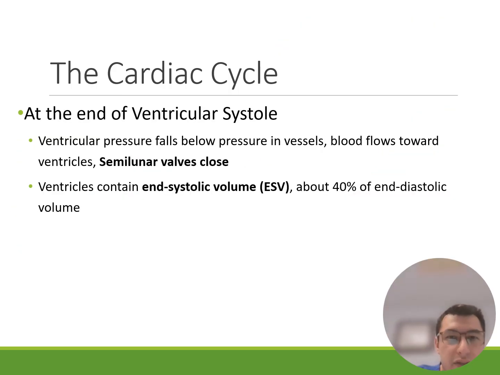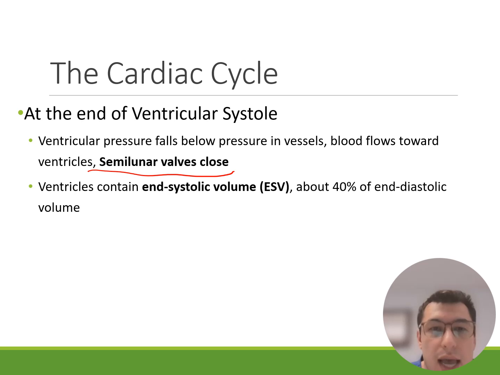So at the end of ventricular systole, the semilunar valves will close, and the remainder of volume that is in that ventricle will go right into that ventricular diastole. It will be end systolic volume. This is about 40% of the end diastolic volume. Let's talk a little bit about that.